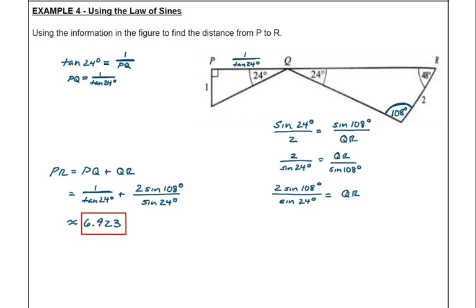Now, there's no unit in the problem. It's not like they said 1 inch or 1 foot or 1 mile. So it's really not a unit I can attach to that answer. You could put units if you'd like, but I'm just going to call it 6.923. Again, I'm going to go to 3 decimal places unless otherwise specified.